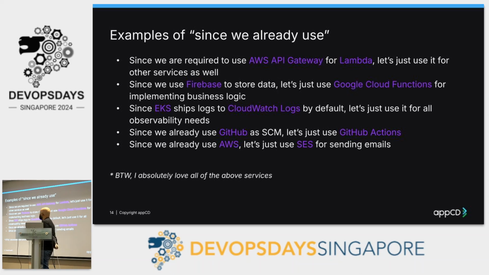Just wanted to list some examples here, again, not to offend anyone. Since we are required to use API gateway, and Lambda requires them basically, let's just use the AWS API gateway for all the services. Now, that is not the rationale you should go with, right? Or since I was using Firebase, let's just use Google Cloud Functions because we want to process some data now. So you have to have an extra friction when you are to put a card on the next service, so people avoid that.